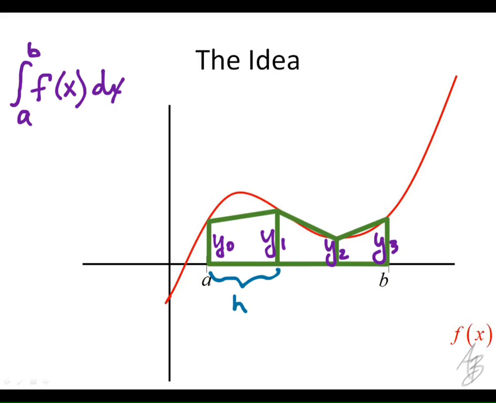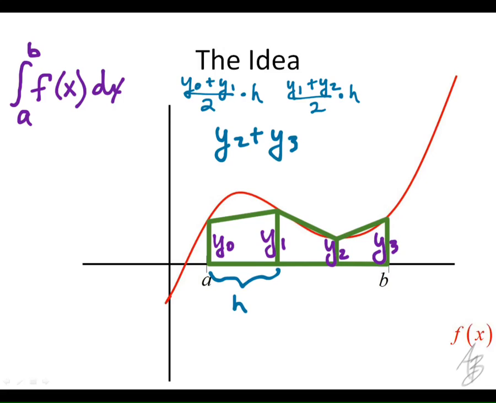So the area of this trapezoid would be y0 plus y1 divided by 2 times h. The area of the second one would be y1 plus y2 divided by 2 times h. And the area of the third trapezoid would be y2 plus y3 divided by 2 times h. That's just coming from the area formula for a trapezoid.